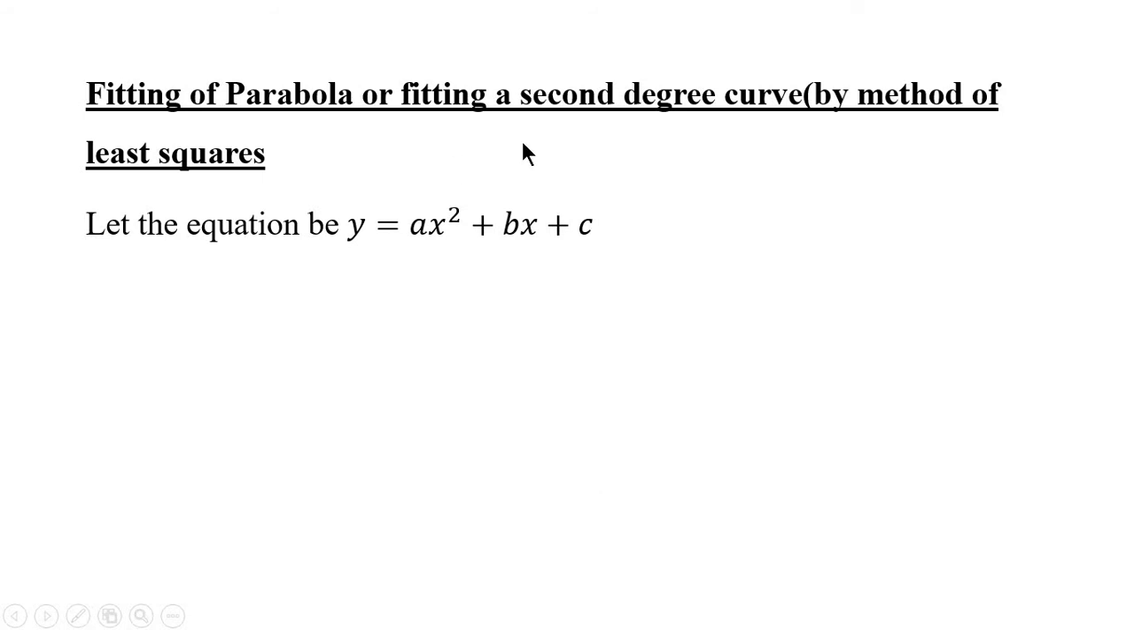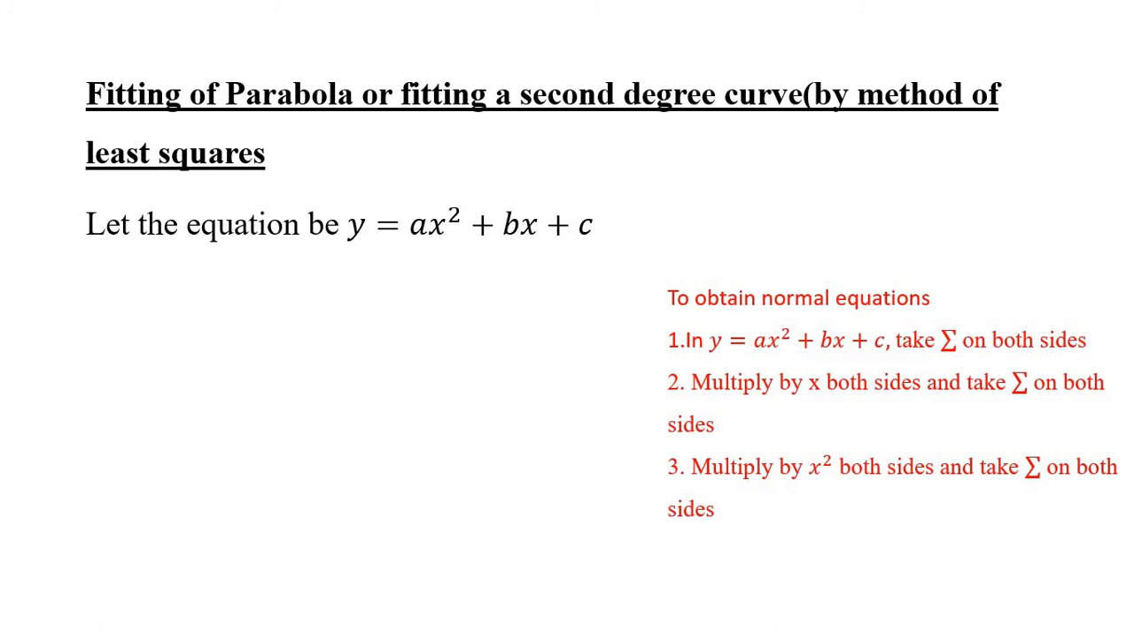Fitting a parabola or fitting a second degree equation by the method of least squares. Consider a second degree equation y equal to ax square plus bx plus c. We have to compute the values of a, b, c in order to find out the second degree equation, and that is done by using the normal equations.